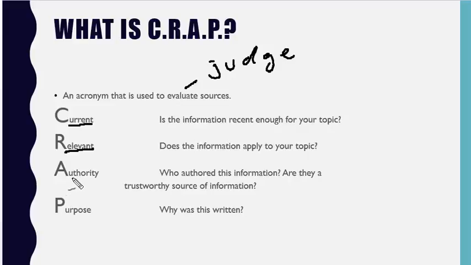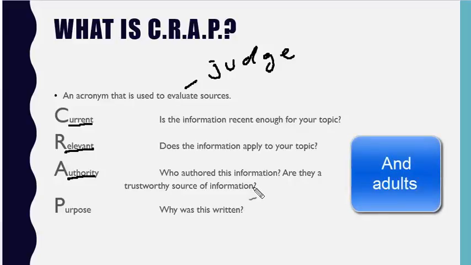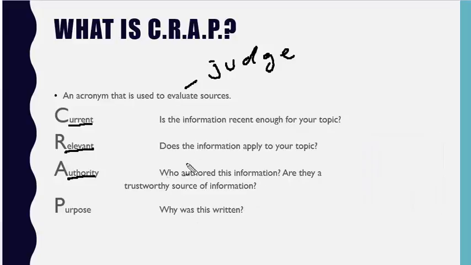right? Obviously. Authority. This is the one that's the trickiest. Who authored this information? That's usually easy, but the second question, are they a trustworthy source of information? That's where a lot of kids get stuck. And that is something that we'll talk about later. And then finally, P for purpose. Why was this written? Remember, we don't want it to have any ads. Well, you can have some ads, but the more ads, the worse the website is. We want it to provide information.